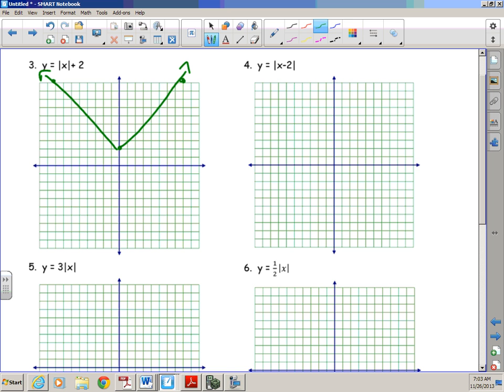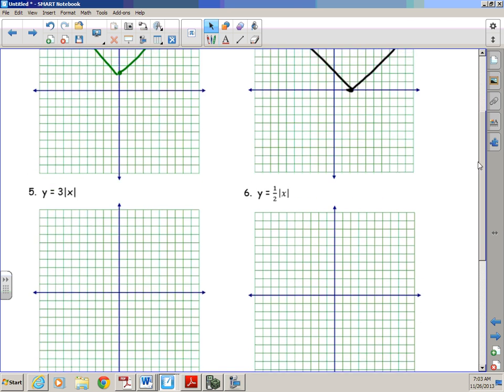Okay. Now, I have y equals the absolute value of x minus 2. Well, if x plus 2 shifted it to the left, this one's going to shift it to the right. When I'm at 10, I'm at 8. And when I'm at -6, I'm at 8 also. And you'll see everything is staying symmetrical.